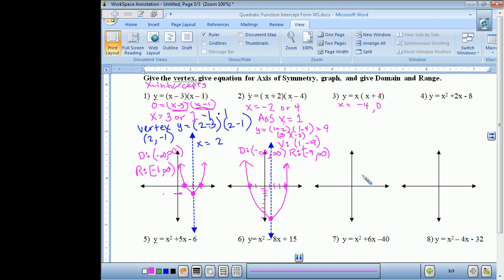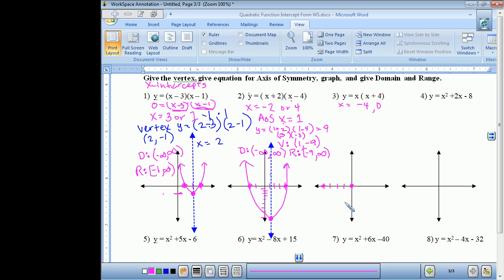All right. So this is the first one we tried to do by ourselves, and it's got a couple steps. So probably going to need a little help to start with. But let's go in and go through these steps real slow again. First thing we're going to do is plot those x-intercepts at -4 and 0.